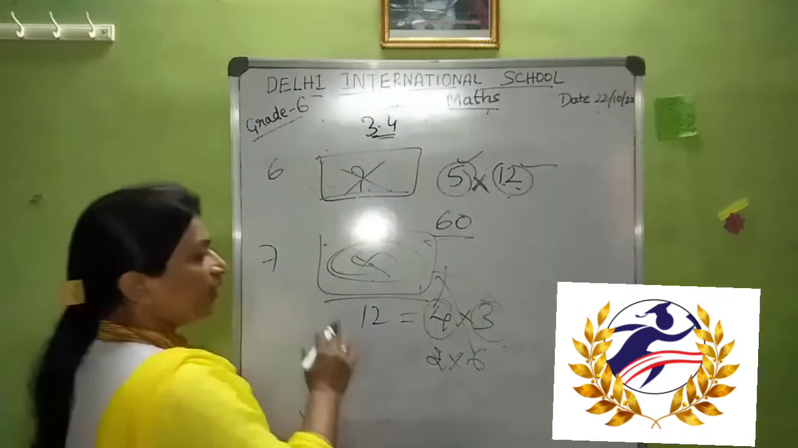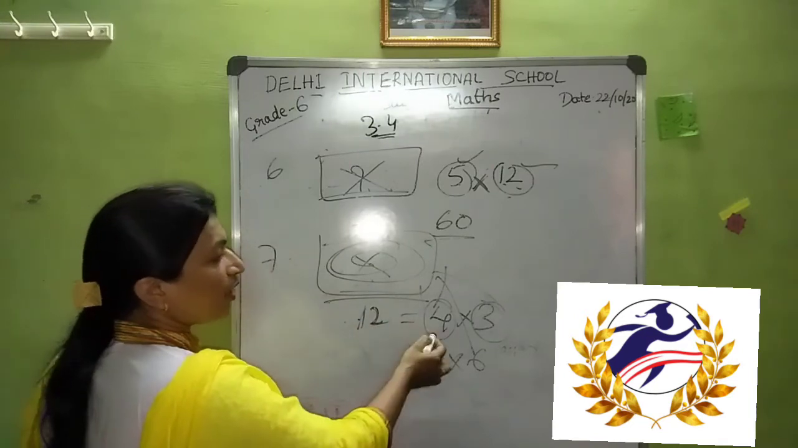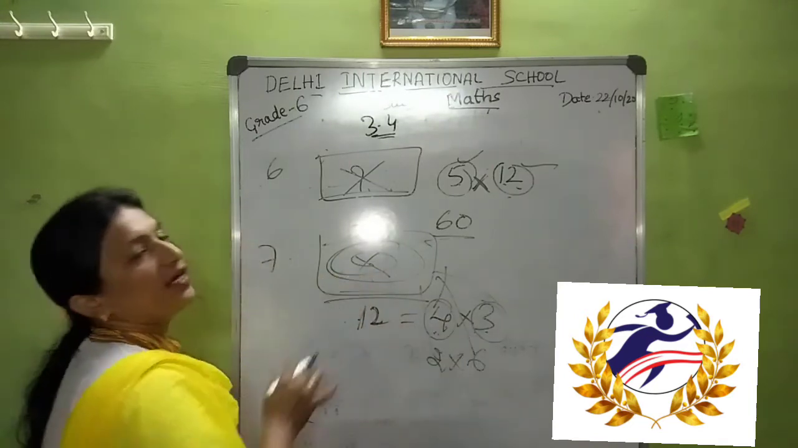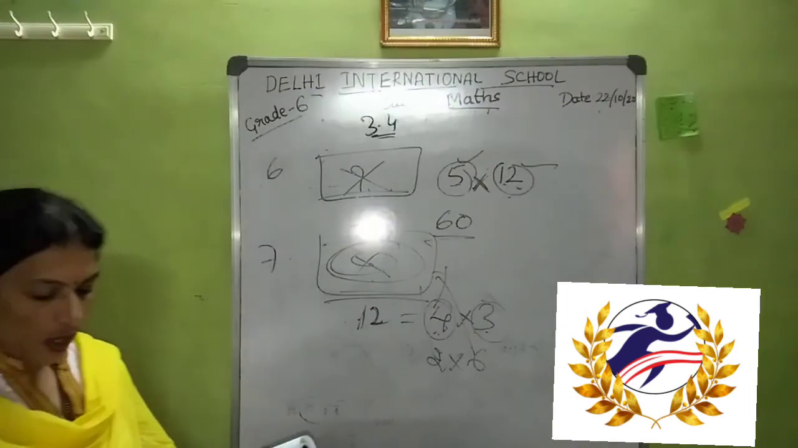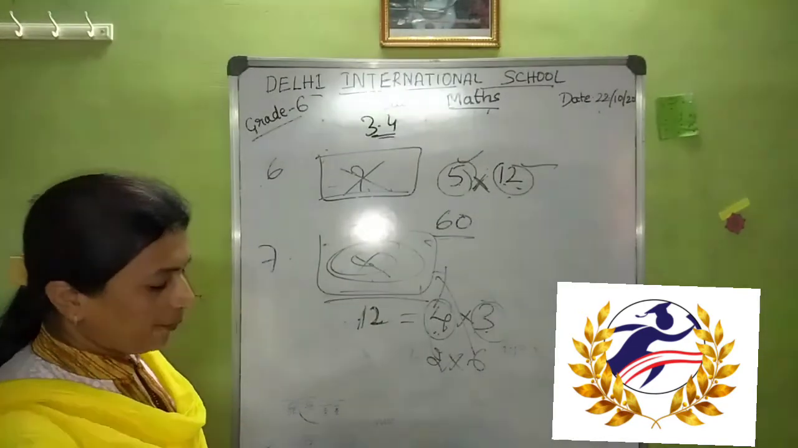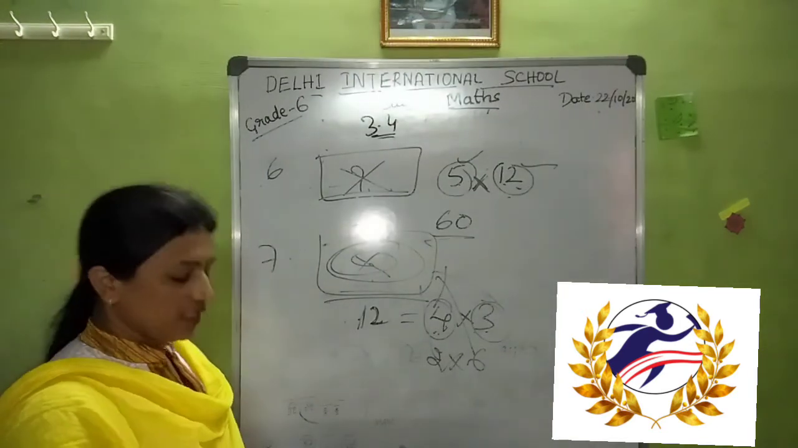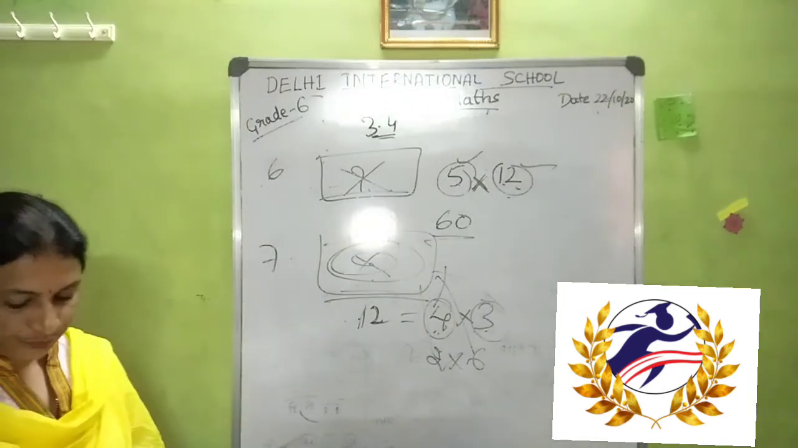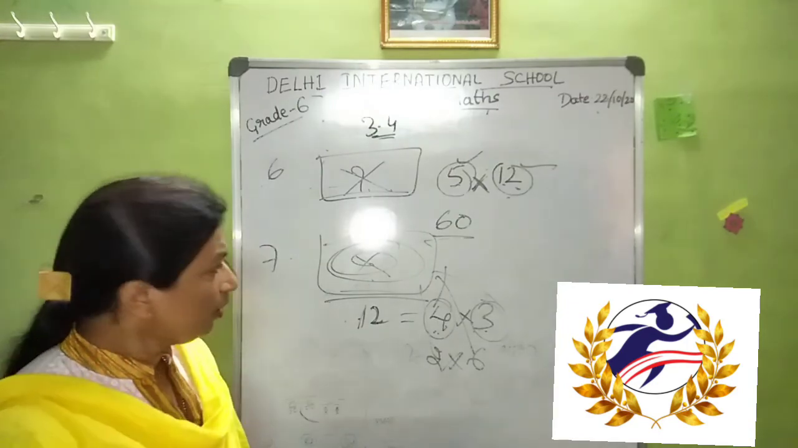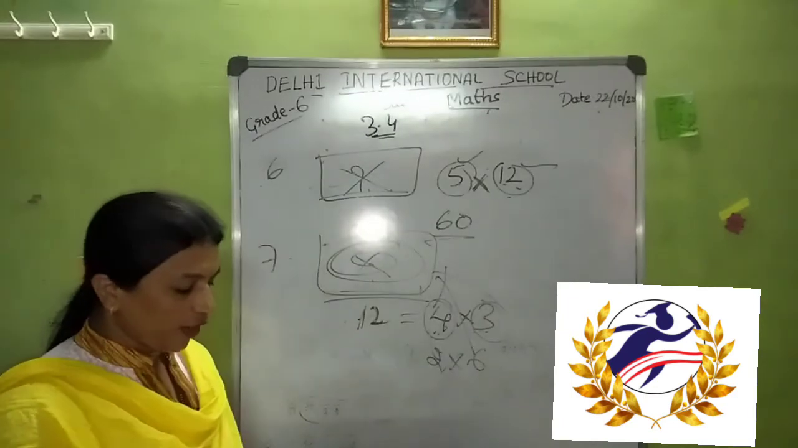Okay, so like that, if a number is divisible by some two numbers, the product of these two numbers definitely divides that number. Okay, so this is all about 3.4. This is all about 3.4. Okay, so in the next class we will continue with the exercise 3.5.